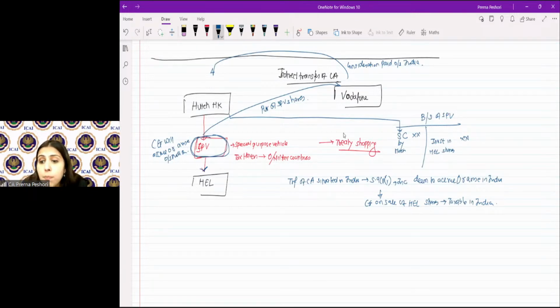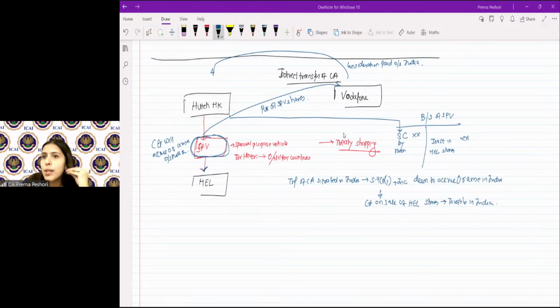The income tax department said, no, this is tax avoidance. Though it is as per the letter of the law, it is in violation of the spirit of the law. This is tax avoidance. The matter went to the Supreme Court. The Supreme Court said there is nothing in the law which creates the charge for this company.